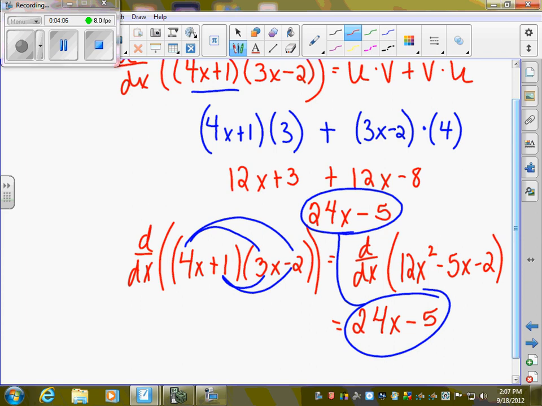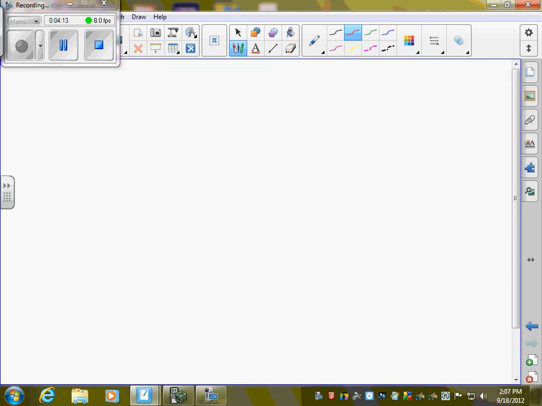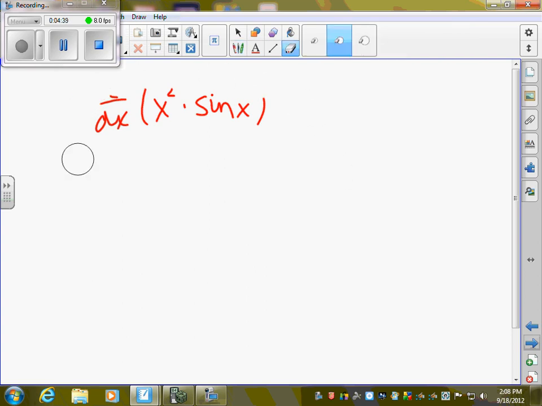I think you'll agree that it's probably much quicker on problems like this to FOIL them out and then take the derivative. Now again, where this is going to get to be really important is when we start looking at things like, what if I wanted to take the derivative of x squared times, let's say, the sine of x. Well, now I don't have a choice of being able to multiply it out and then trying to take the derivative. There's no FOILing or simplifying I can do with that. Okay, so that's where we're really going to focus on using the product rule, not necessarily with polynomials.